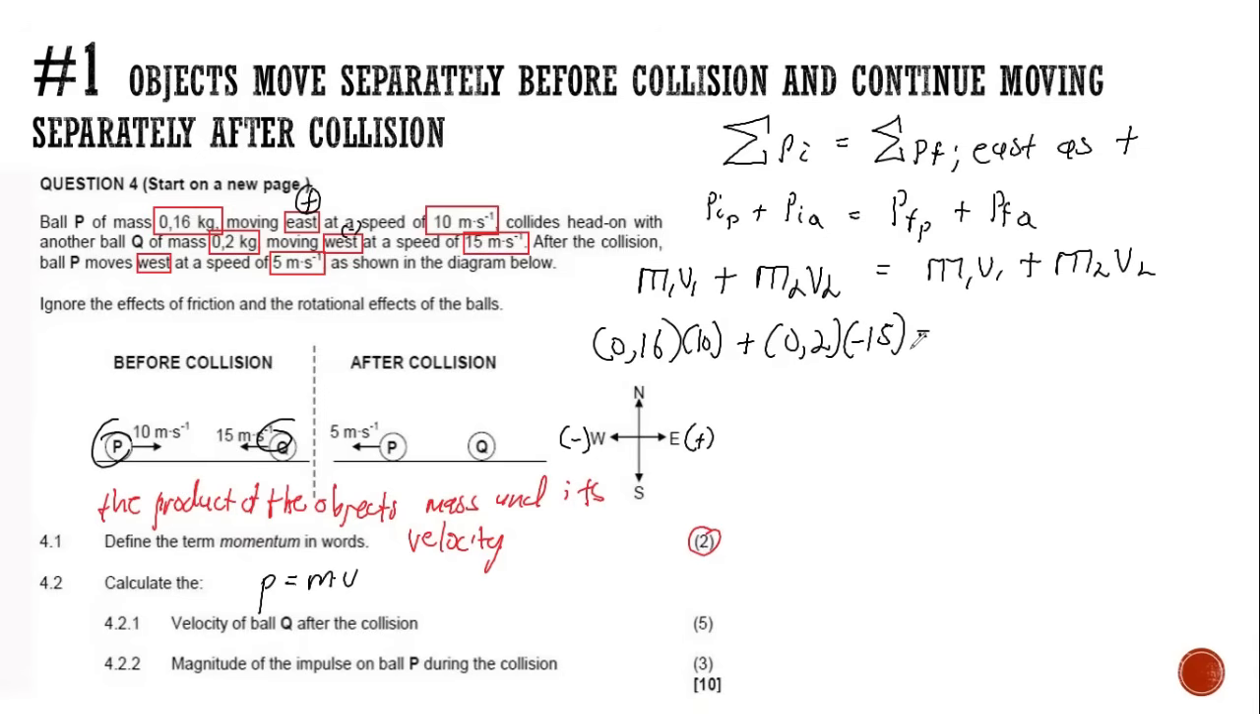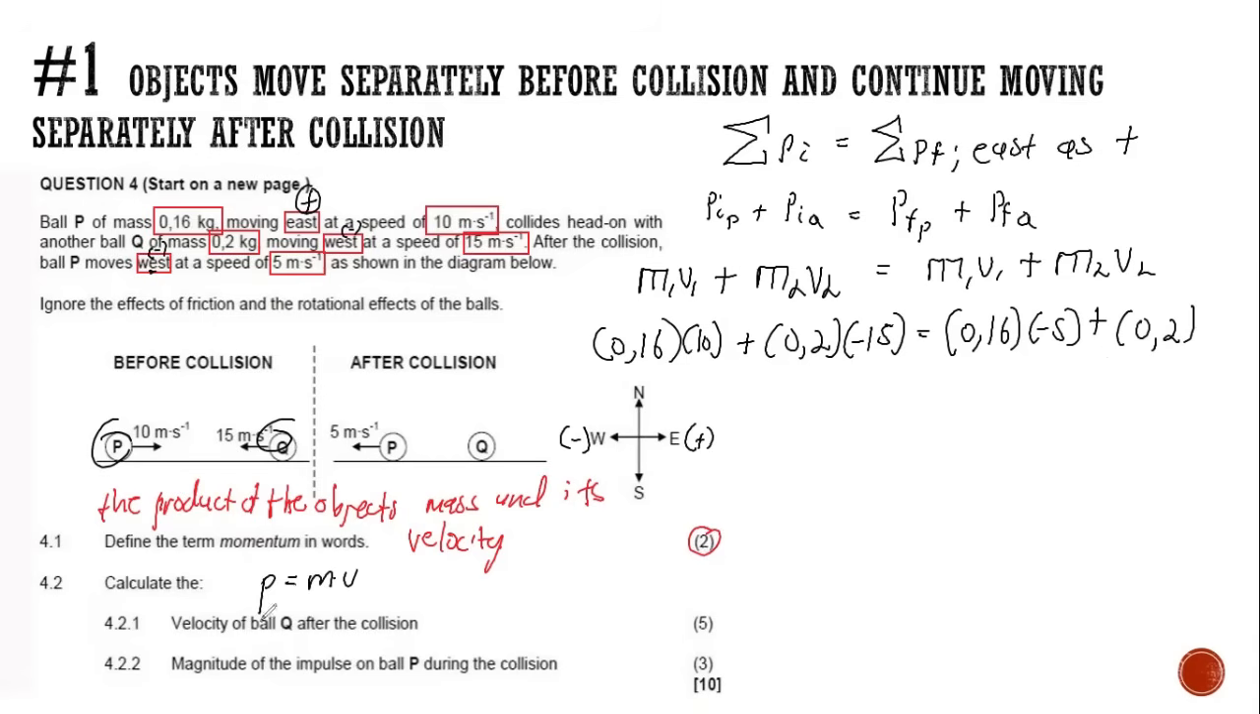So note that whenever it says west, then it's the negative direction. You simply take the value and substitute it as a negative. Then mass 1 after the collision, obviously, we assume that there is no loss of mass during the collision, as with most of the cases. But now P is moving west. So west, this is the negative direction. So at a speed of 5 meters per second, we're going to have negative 5, right? And then plus our mass 2 is 0.2.